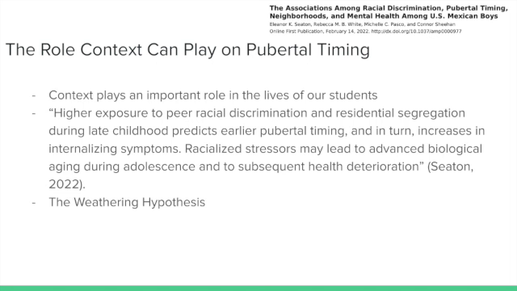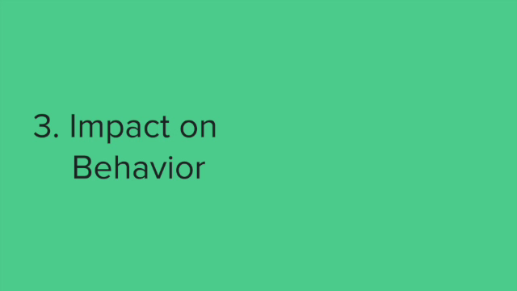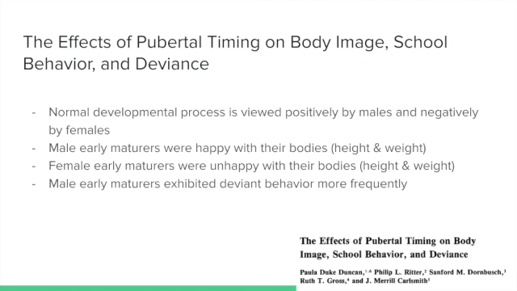The effects of pubertal timing on body image, school behavior, and deviance. So in the article, The Effects of Pubertal Timing on Body Image, School Behavior, and Deviance by Duncan et al., they conducted a study to look more closely at the effects of pubertal timing on various aspects. They found that normal development process is viewed as positive by males, but is viewed negatively by females.